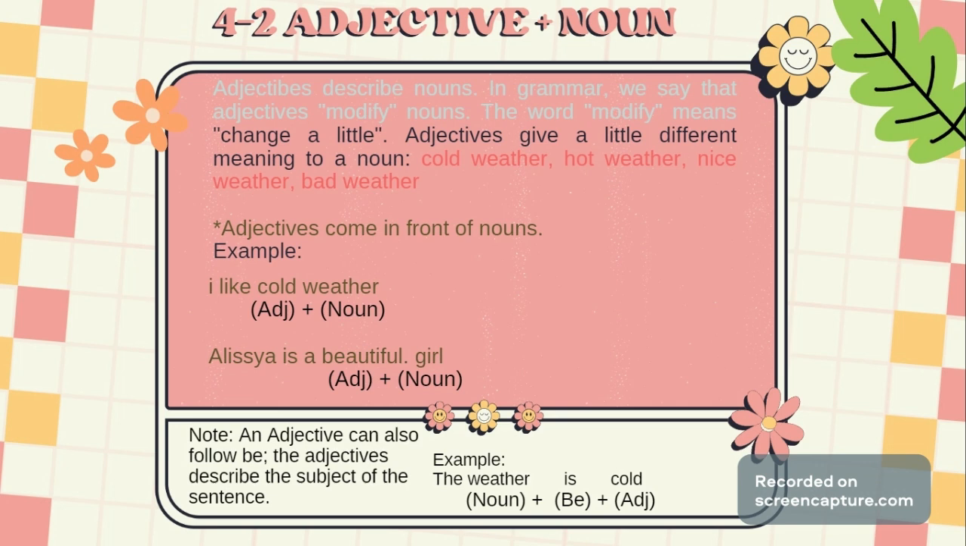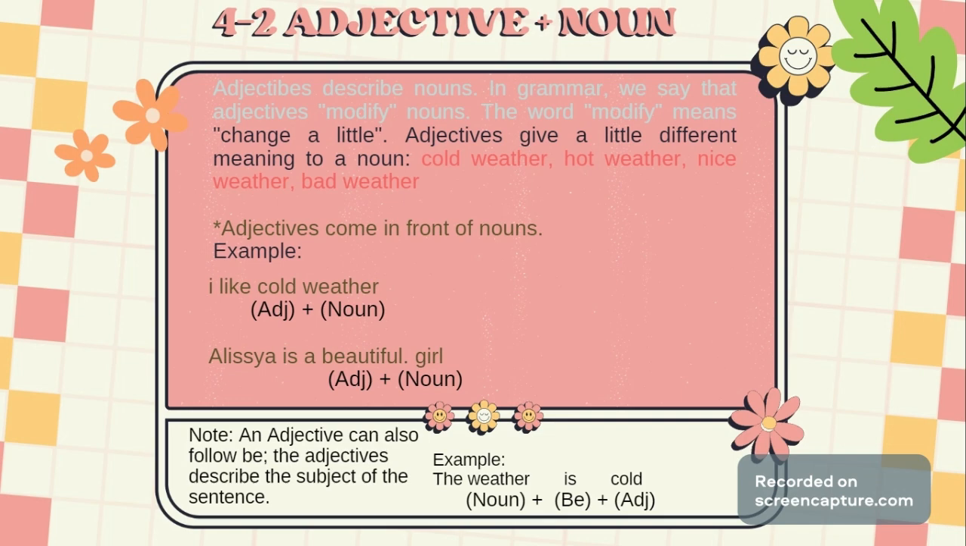Note, an adjective can also follow be. The adjectives describe the subject of the sentence. Example, the weather is cold. So, the weather is a noun, is is a be verb, and cold is the adjective.